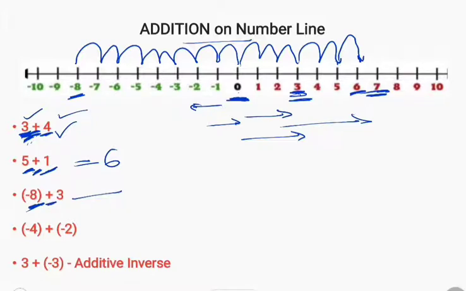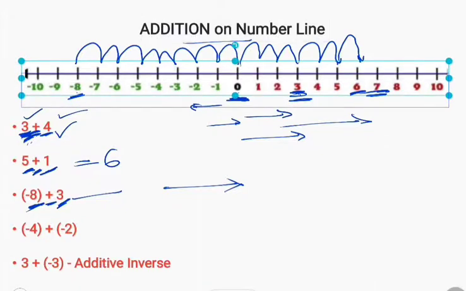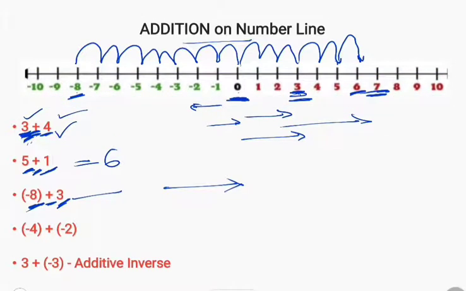Now we have to add. Add means in the right direction we have to move. And how many steps we have to move? We have to move 3 steps. So from minus 8, we have to move 3 steps. So we'll move 3 steps from over here. 1, 2, 3. So we move 3 steps and we reach minus 5. So minus 8 plus 3 becomes minus 5. So this is how addition takes place.